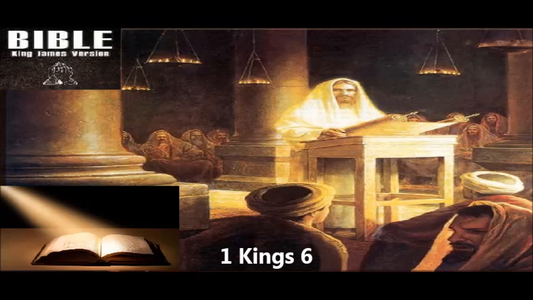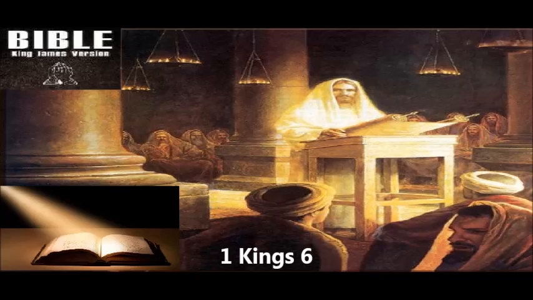And the porch before the temple of the house, 20 cubits was the length thereof, according to the breadth of the house, and 10 cubits was the breadth thereof before the house. And for the house he made windows of narrow lights. And against the wall of the house he built chambers round about, against the walls of the house round about, both of the temple and of the oracle. And he made chambers round about.